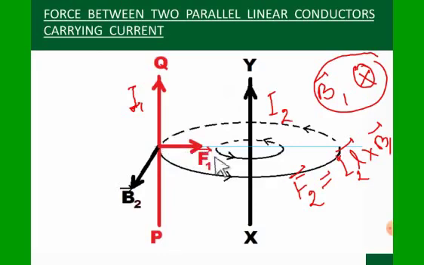toward the right side. So in the case of F2, which was acting here, it was acting toward the left side, but this one F1 will be acting toward the right side. So F2 and F1 are acting toward each other. So we can conclude that two linear parallel current carrying conductors carrying current along the same direction will attract each other. Got it? So let's try to see all those descriptions in the next slide.